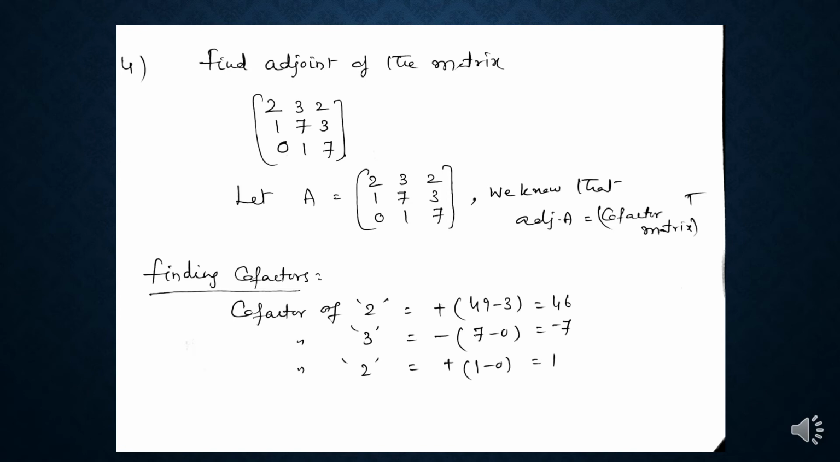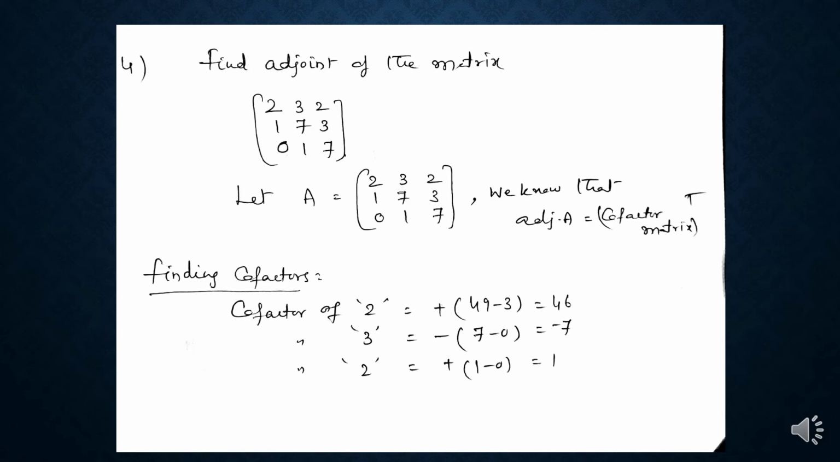Cofactor of 2 is equal to plus into, by deleting this row and column we will get 7 3 1 7. So what is the value of this determinant? That is 7 into 7, 49, minus 3, 49 minus 3, that is equal to 46. Similarly, cofactor of the next element 3.